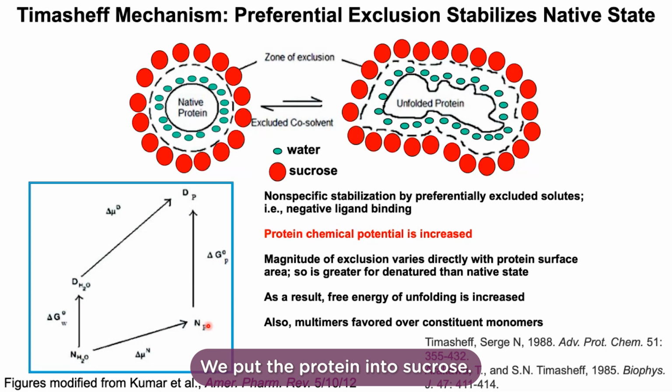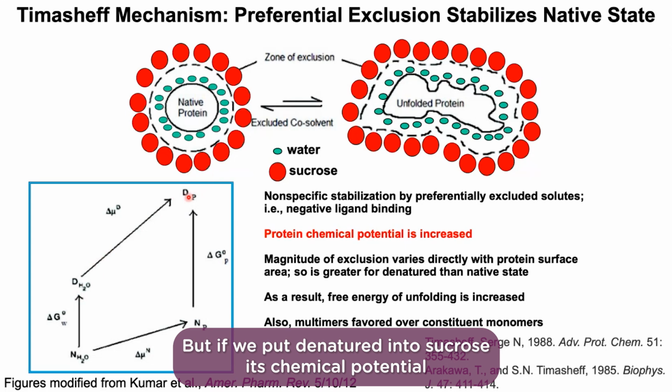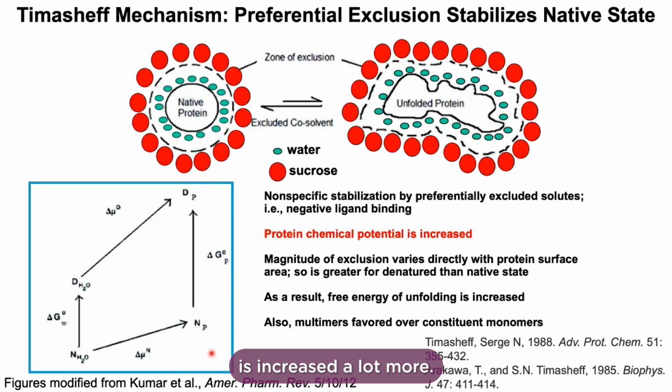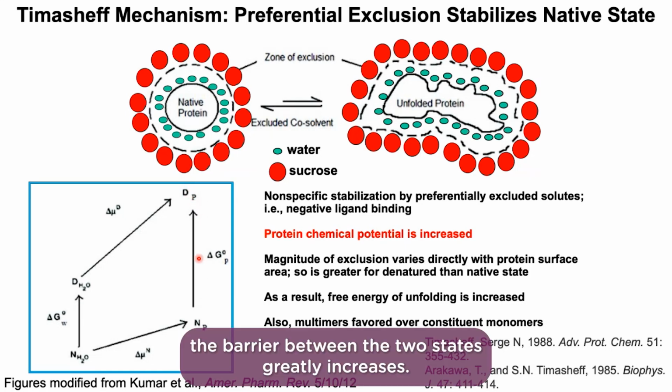We put the protein into sucrose, its chemical potential is increased some. But if we put denatured into sucrose, its chemical potential is increased a lot more. So because of the greater chemical potential increase for the denatured, the barrier between the two states greatly increases.